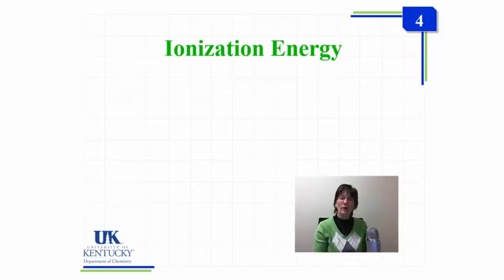As we continue on in this unit called periodic trends, our next trend we're going to be looking at is ionization energy. We're going to define ionization energy, and we're going to look at the role of effective nuclear charge in terms of the trends of ionization energy as we go across the periodic table or up and down a group in the periodic table.